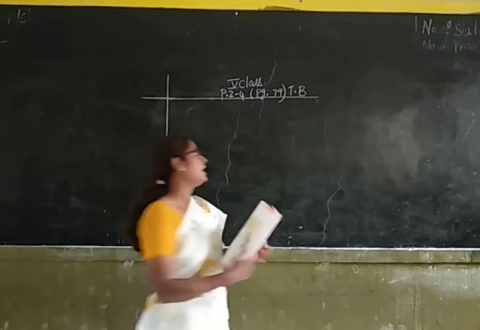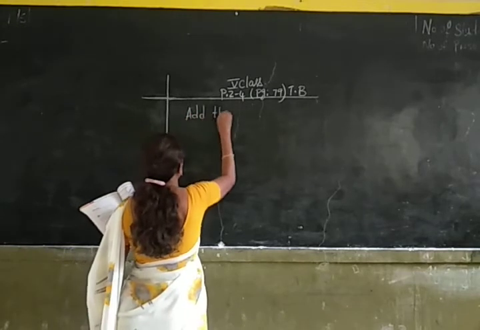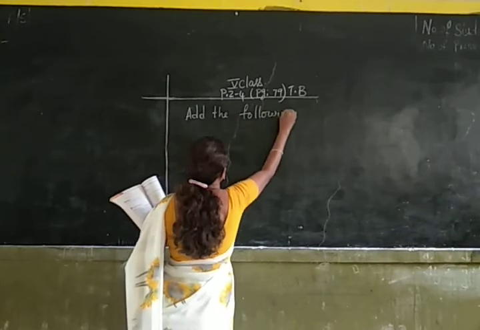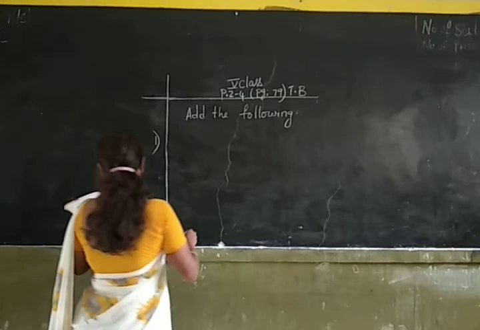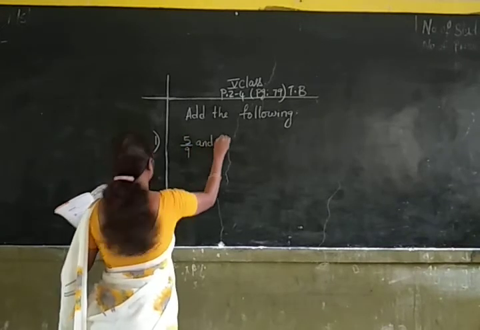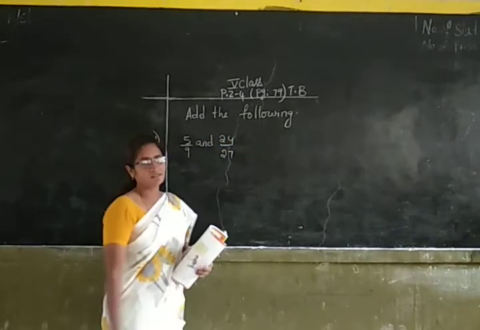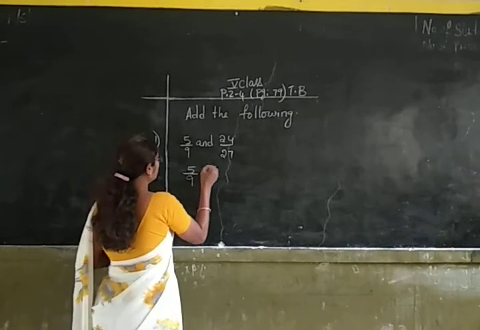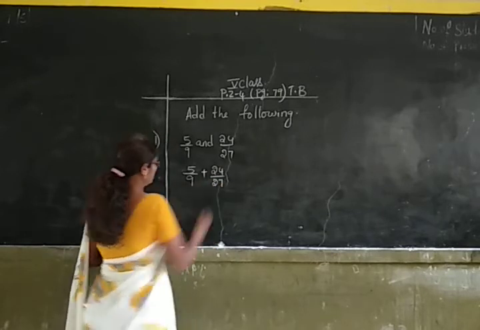The question is add the following. Now let us learn how to add the fractions. The first question is 5 by 9 and 24 by 27. Here we have to add the fractions. So you have to put the symbol plus. So 5 by 9 plus 24 by 27.